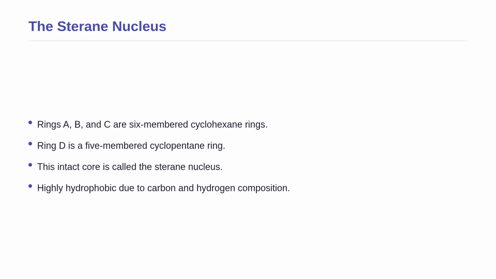Let us look closer at those 4 rings we just introduced. The first 3 rings, labeled A, B, and C, are 6-membered cyclohexane rings. The 4th ring, labeled D, is a slightly smaller 5-membered cyclopentane ring. Together, this intact 4-ring core is known as the cyclopentanoperhydrophenanthrene nucleus, or much more simply, the sterane nucleus.